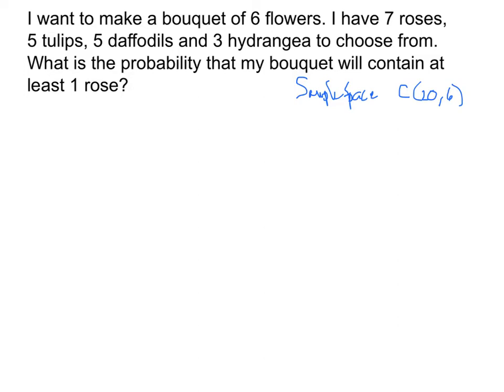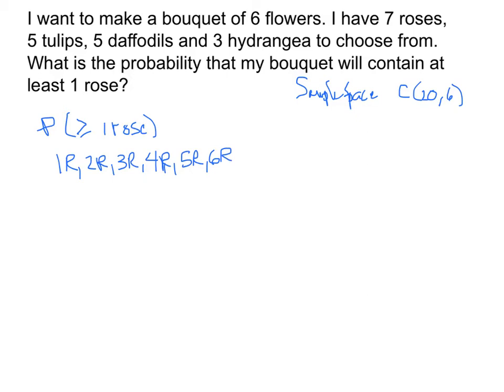Now, specifically, we want to know the probability of at least 1 rose, meaning greater than or equal to 1 rose. Now, if you've looked at this sort of problem before, you would realize this means that we need to look at a whole bunch of different possibilities. We would need the possibility that there's 1 rose, then 2 roses, 3 roses, 4 roses, 5 roses, and 6 roses. Now, that's really a pain to figure out. You're going to have to figure out each one of those probabilities separately, add them together in order to get your answer.